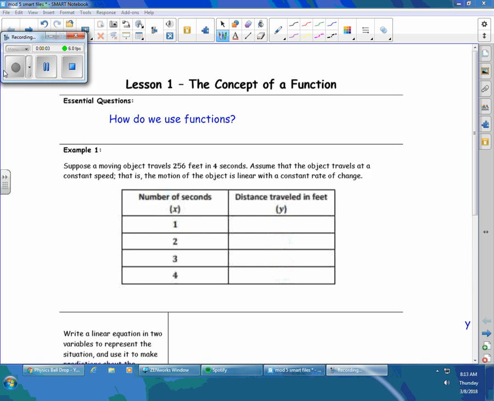This is Module 5, Lesson 1, the concept of a function. You should have your new module, and you're open to the first lesson. Your essential question: how do we use functions? Functions are a concept that we use to make predictions. We use them a lot in science.